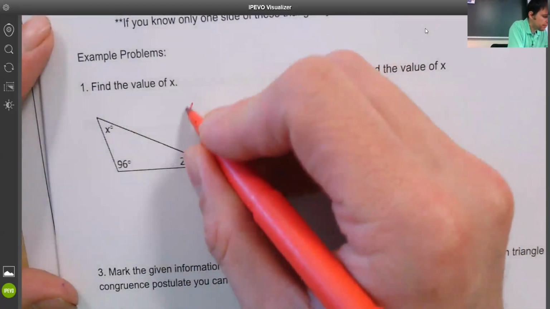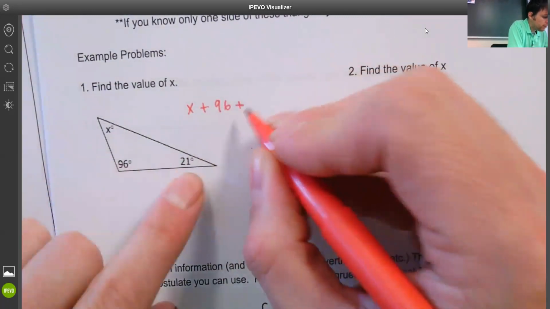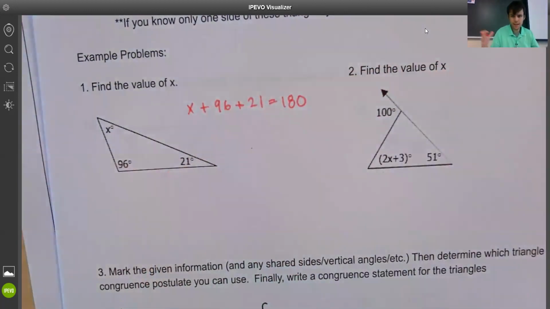We could set up an equation, right? We could use the theorem to set up an equation, something like x plus 96 plus 21 equals 180, right? So you could set it up like that and solve for x. Some people don't like that, especially with one as simple as this. So it's okay if you don't do it that way.